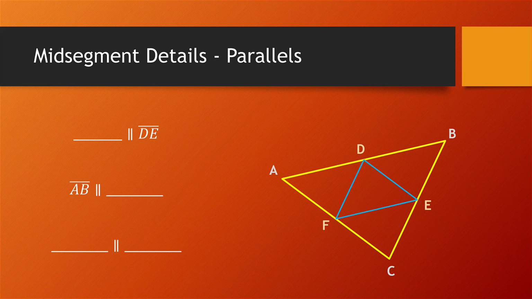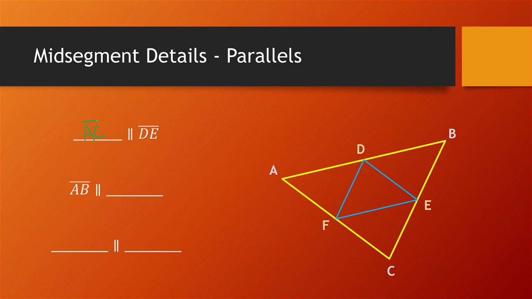So let's talk about parallels. In this first example, DE is parallel to which segment? DE is a midsegment, so that means we need to find the side that it's not connecting. DE is connecting this top side and the bottom right, which means DE will be parallel to AC, that bottom left side.